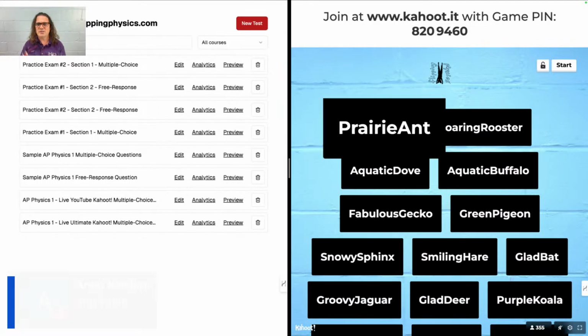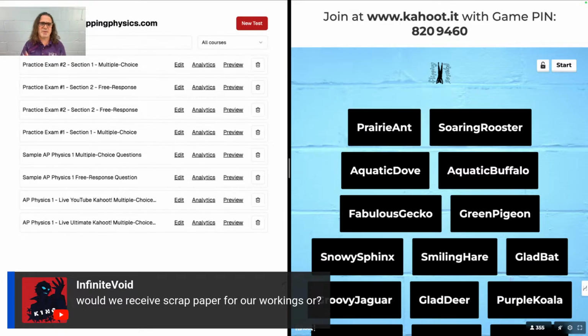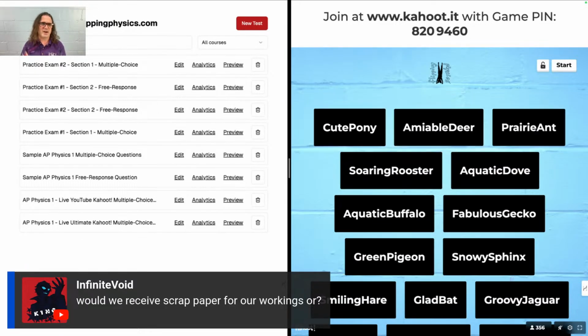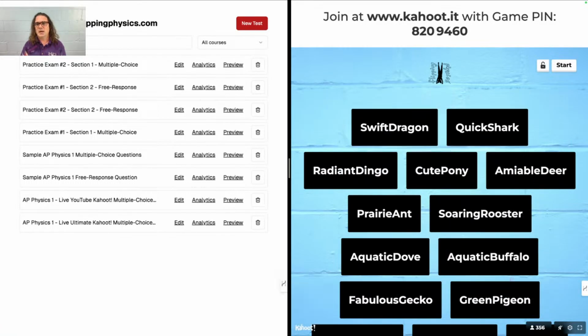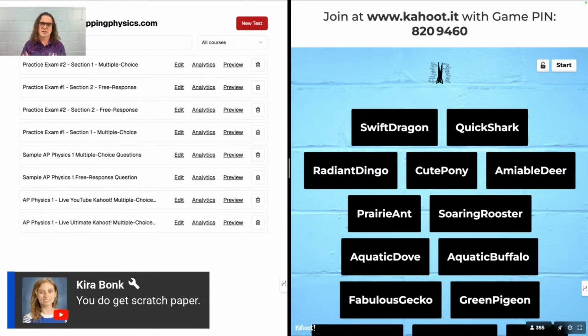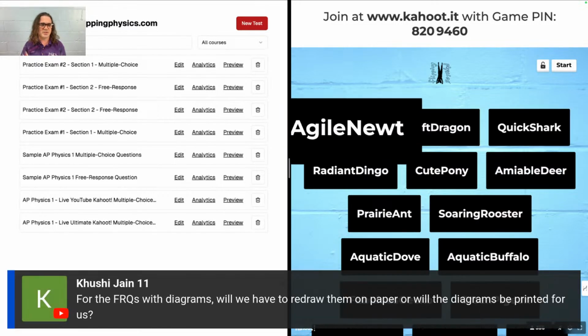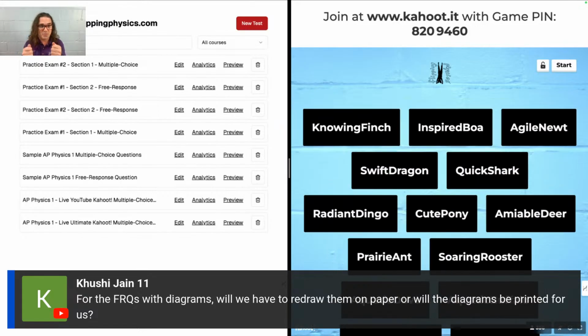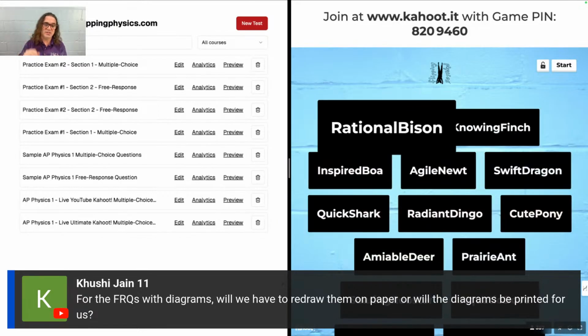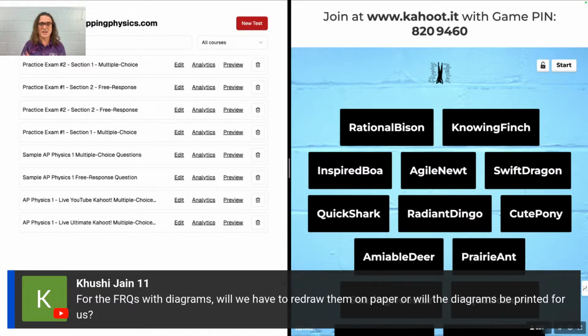Here we go. Would we receive scrap paper for working on? Yes, you should receive scrap paper. You can just ask for scrap paper. You will get them. For the free response questions with diagrams, will we have to redraw them on the paper? You will, on the little booklet, you'll have a little dot, and you need to draw the free body diagram on the little dot.